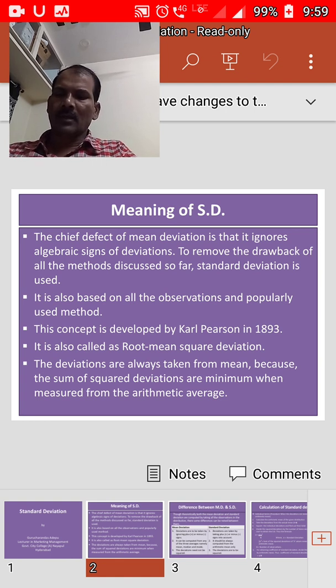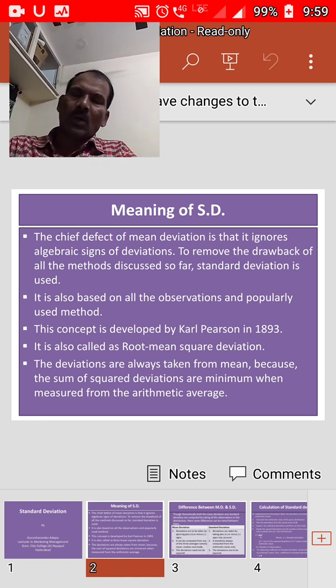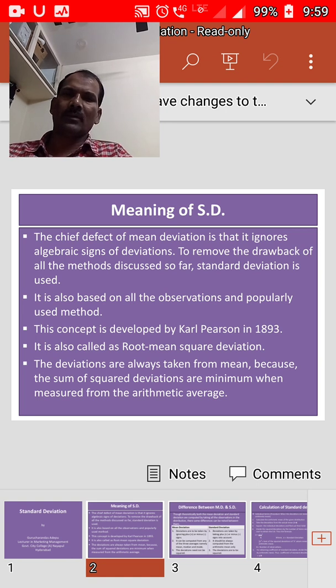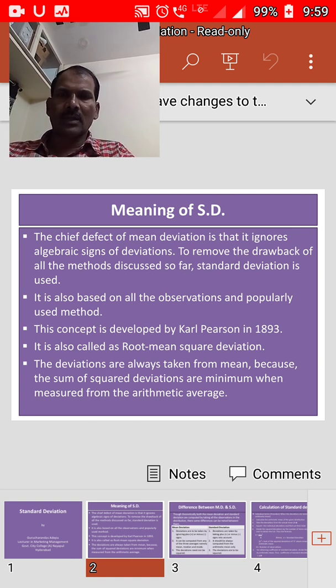A high value of standard deviation denotes greater variation and less uniformity, whereas a lower value indicates greater representativeness of the averages. While the standard deviation is an absolute measure, the relative measure is known as the coefficient of standard deviation.